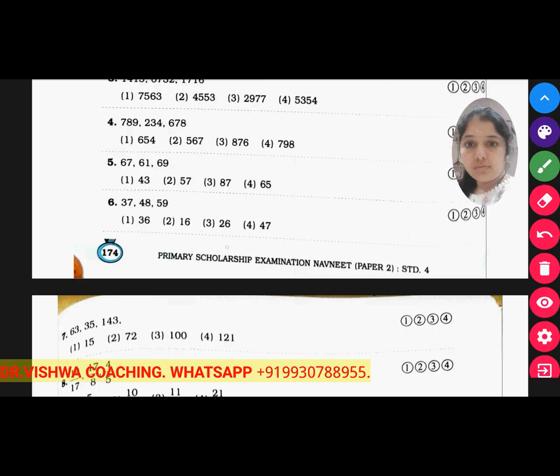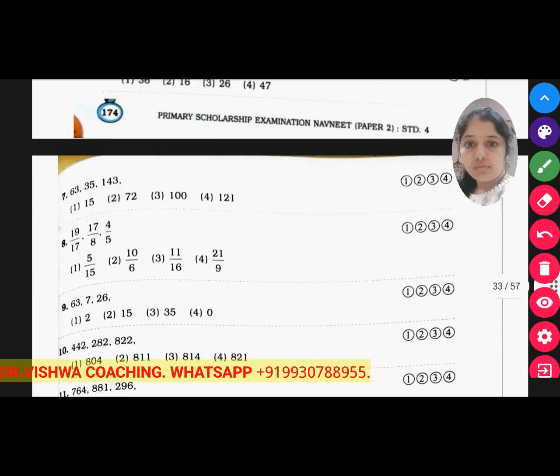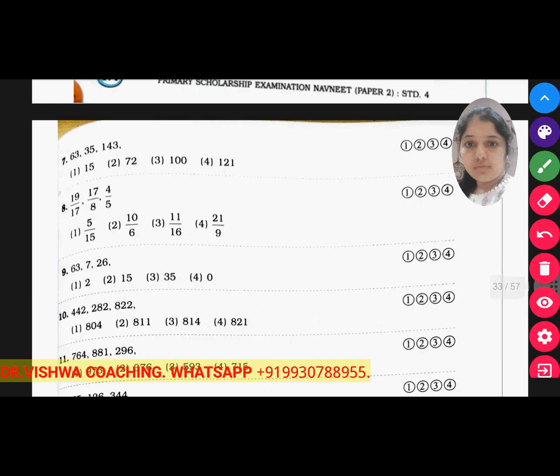Okay. Now again I will move ahead. We will solve this rational number problem. Now see, 19 upon 17, 17 upon 8, 4 upon 5. So here if you look carefully, 19 plus 17 becomes 36. 36 is the square of 6. 18 plus 17 becomes 25. 25 is the square of 5. 4 plus 5 becomes 9. 9 is the square of 3.